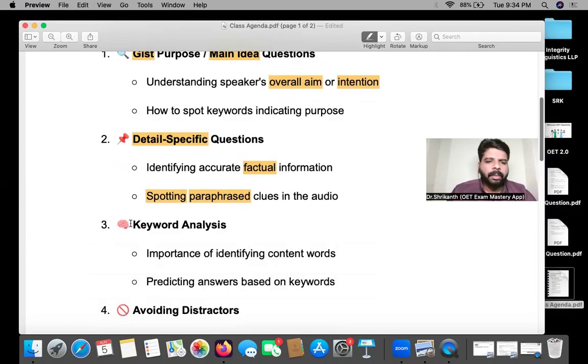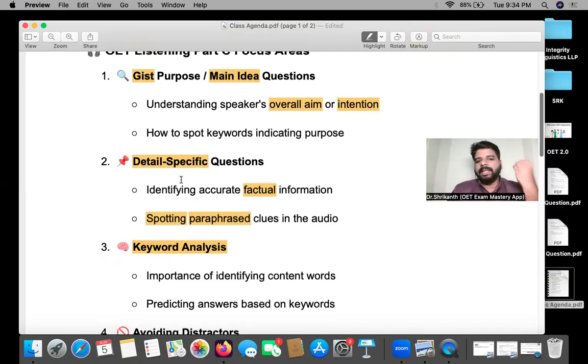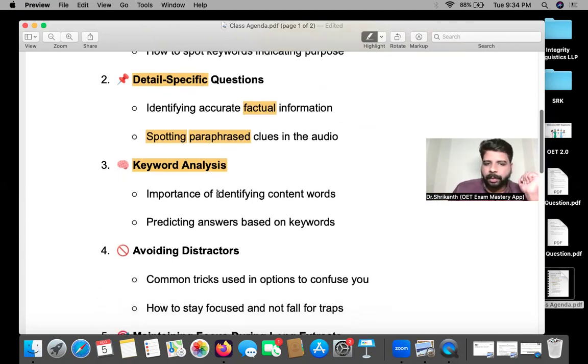And then we'll be talking about keyword analysis, because you need a very sharp mind. It is through keyword analysis that you understand what type of question you're dealing with, whether it is a main idea question or a detail specific question. And it will also help you to choose the correct answers. I'll be talking about how to eliminate the incorrect answer options and how to avoid distractors. So keyword analysis we'll be doing today.